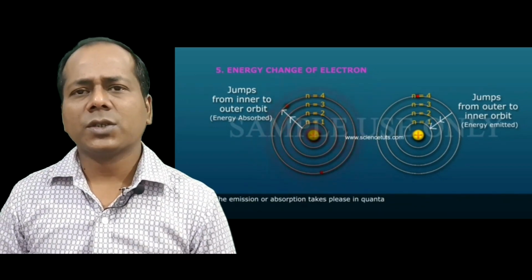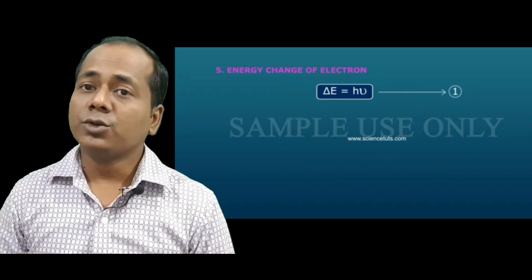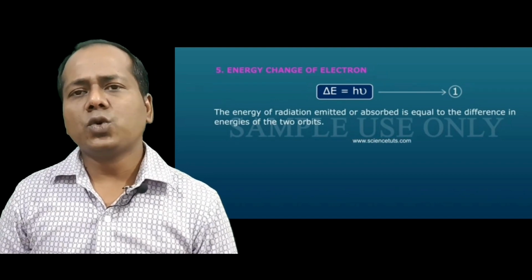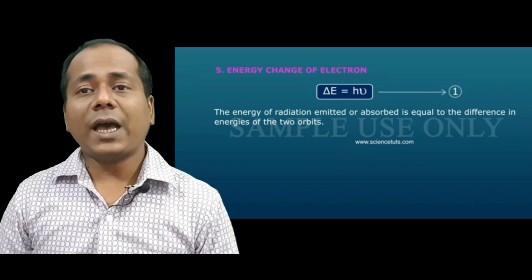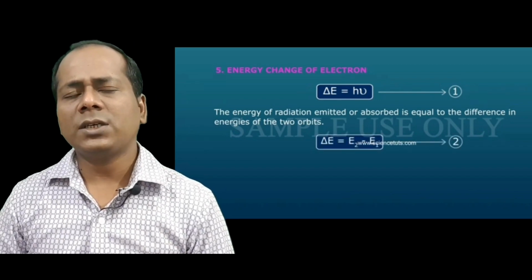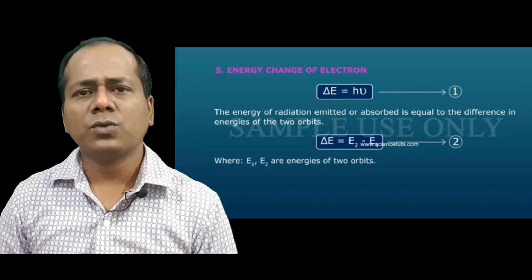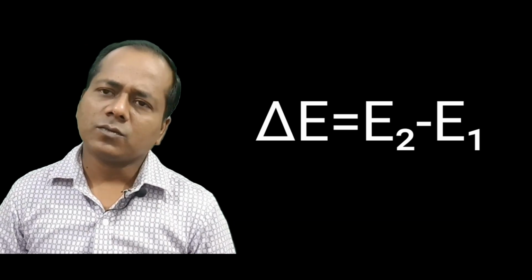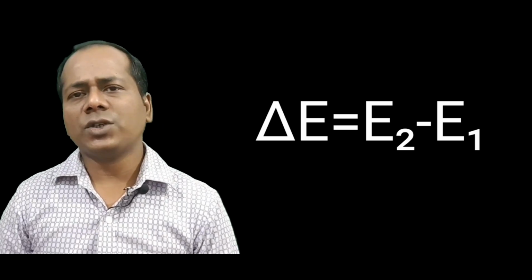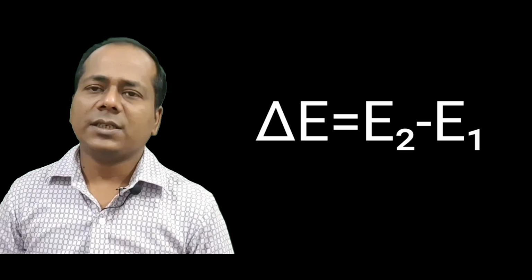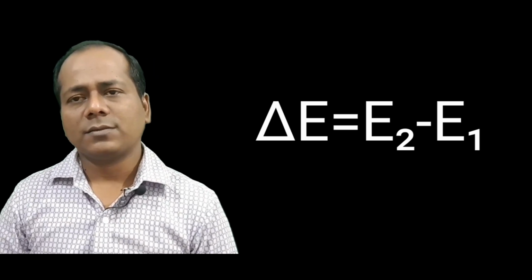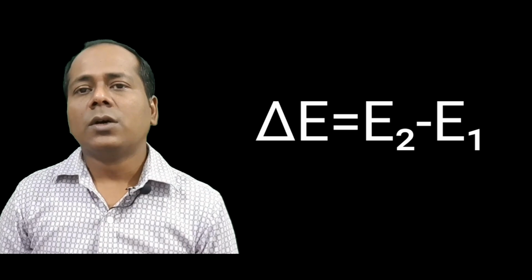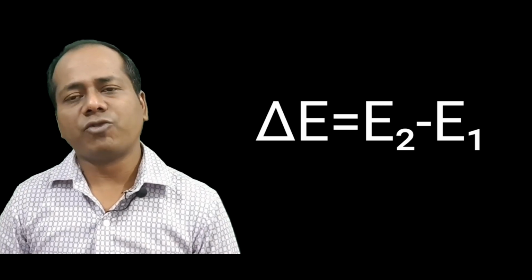If an electron jumps from a higher energy level, that is E2, to a lower energy level, that is E1, the emitted energy is equivalent to E2 minus E1. However, if an electron jumps from lower energy, that means E1, to higher energy E2, the energy absorbed will be equivalent to E2 minus E1. So, the absorbed or emitted energy can be expressed as del E equal to E2 minus E1 and del E equal to h nu, where h equal to Planck's constant, nu equal to frequency of emitted or absorbed radiation.